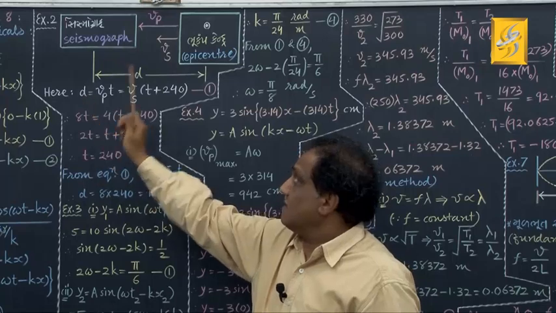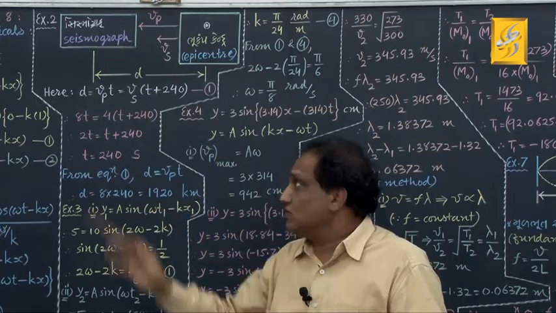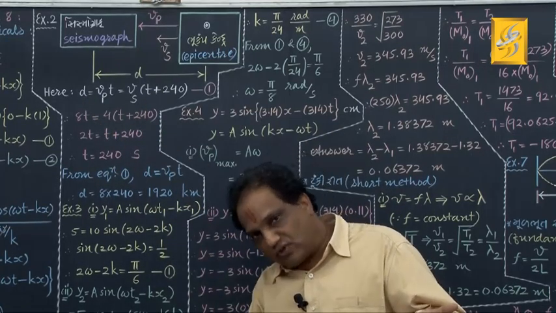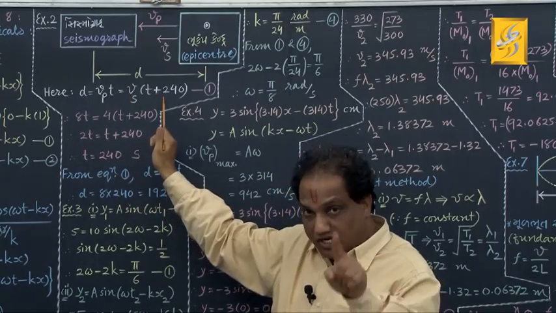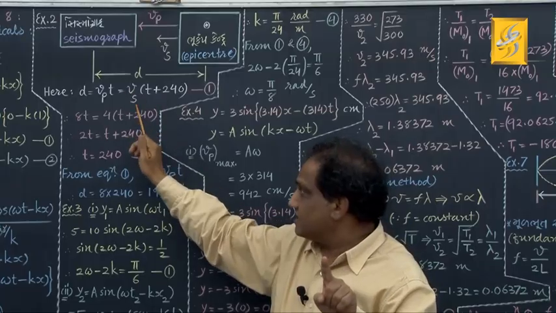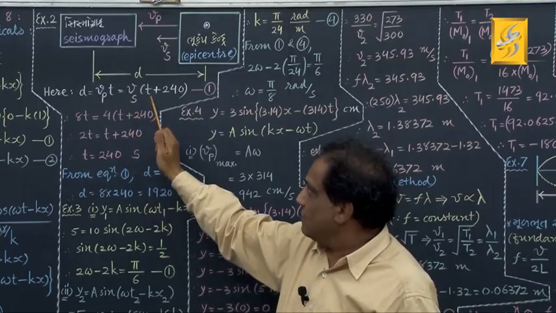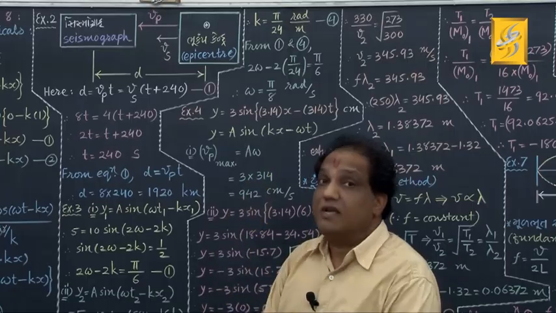Now the same distance is travelled by the S wave also, so a similar formula you can write for the S wave. Distance travelled is constant velocity into time. Constant velocity for the S wave is Vs, into time. Why am I writing T plus 240?